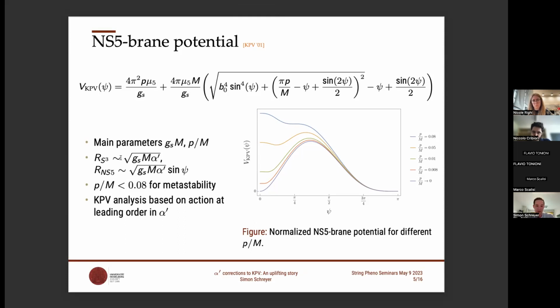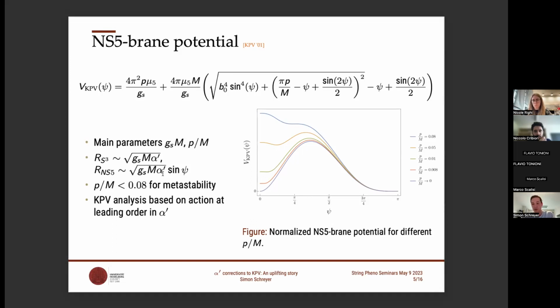And just to remind you, there are two important scales in this process: first of all, the radius of the S3 at the tip, which goes like GSM, and the radius of the NS5, which goes like square root GSM times sine of psi. And to emphasize again, this is a leading order analysis in alpha prime, so it only takes into account the leading order action. So this story seems to be quite nice.